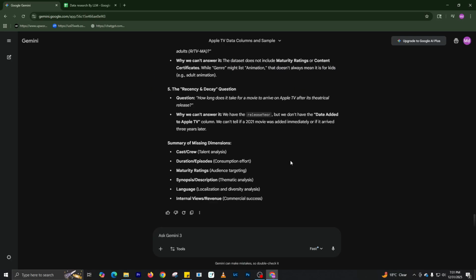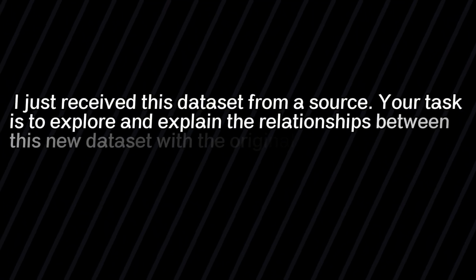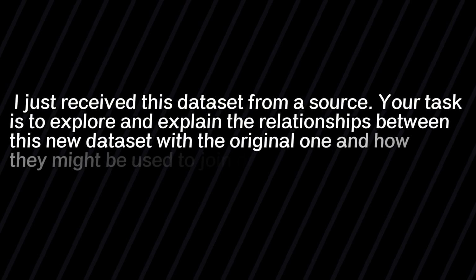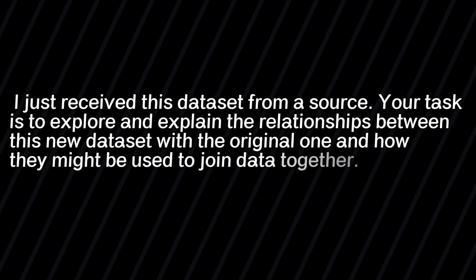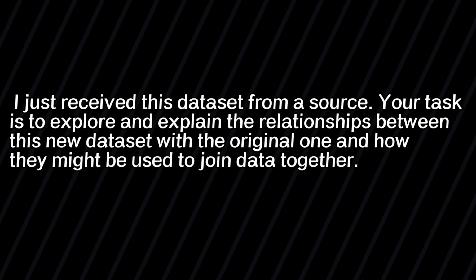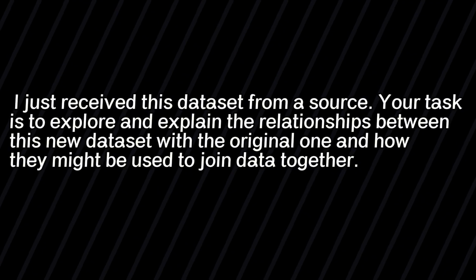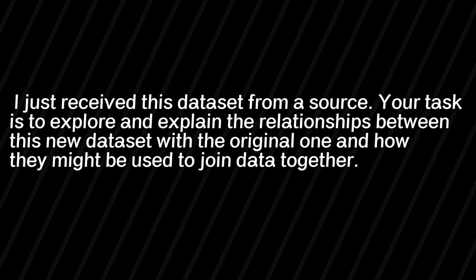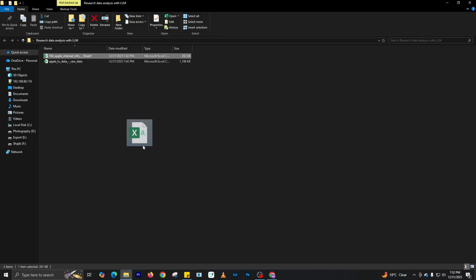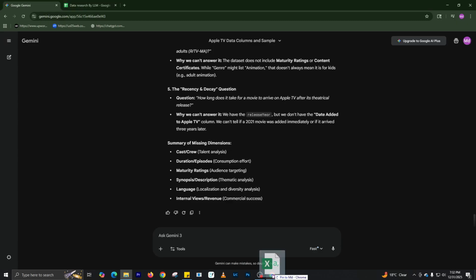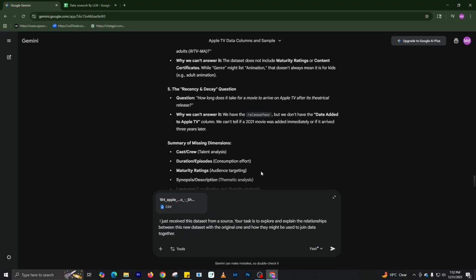So I just received this dataset from a source. Your task is to explore and explain the relationship between this new dataset and the original one, and how they might be used to join data together. So I am going to get a new dataset which I'm going to upload, and we are going to see how this dataset is connected with the uploaded dataset.